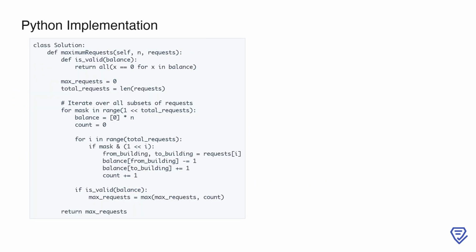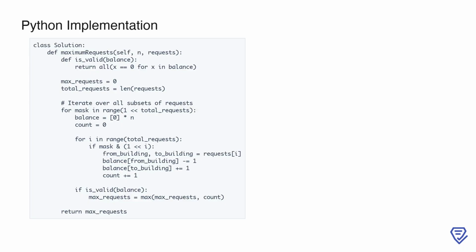This Python implementation solves LeetCode problem number 1601, Maximum Number of Achievable Transfer Requests. The task involves determining the maximum number of requests that can be fulfilled while ensuring that the net population change for every building is 0. The method maximumRequests takes two inputs: n, the number of buildings, and requests, a list of transfer requests. Each request is represented as a pair [from, to], indicating the movement of one person from one building to another.